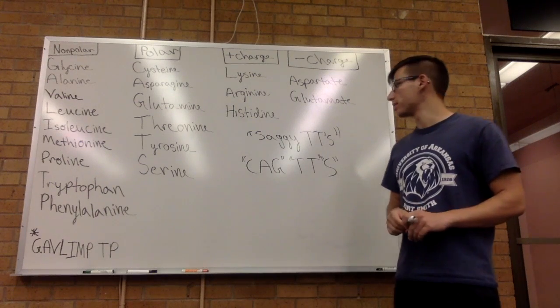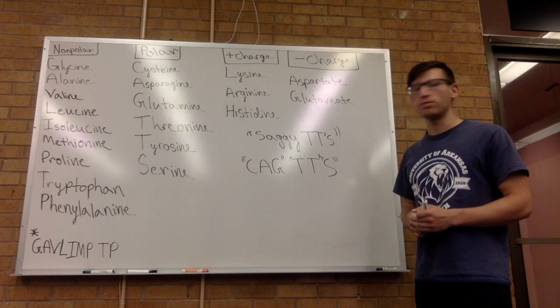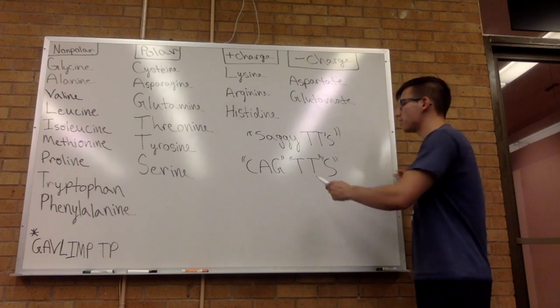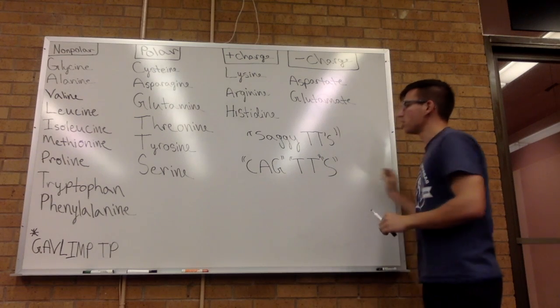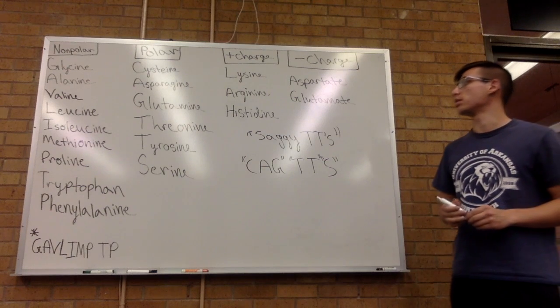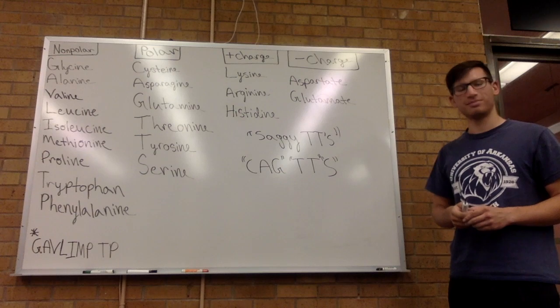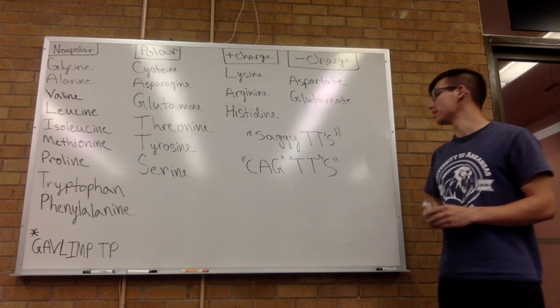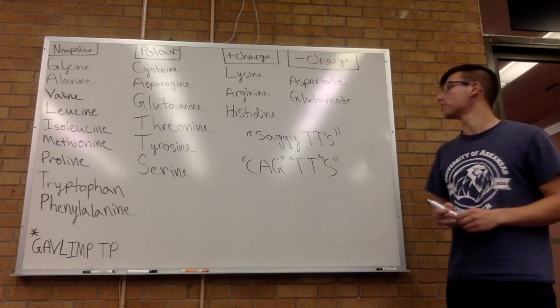For polar amino acids, the mnemonic I used was saggy titties. Yes, it's vulgar, but it worked for me. Now I use this phonetically for sag, titties. So that being said, the CAG stands for cysteine, asparagine, and glutamine. Now the T and the T stand for threonine and tyrosine, and S stands for serine. This is very helpful for me, and it worked.